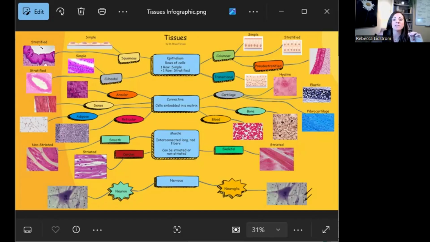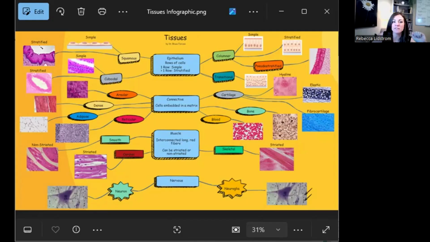We're going to look at the number of layers and the cell shape, and that's how we'll name them. If it's one layer, we say simple. If it is multiple layers, we say that something is stratified. Okay, so that is how we name the layers. And then after that, the second word is based on the cell shape. So let's look at each of these.